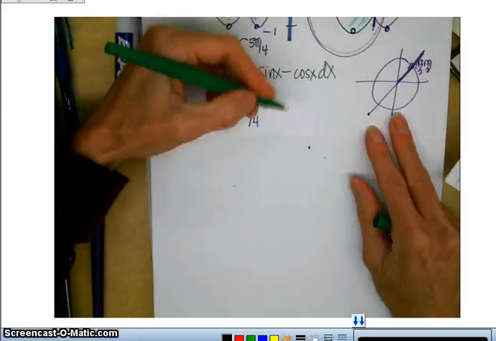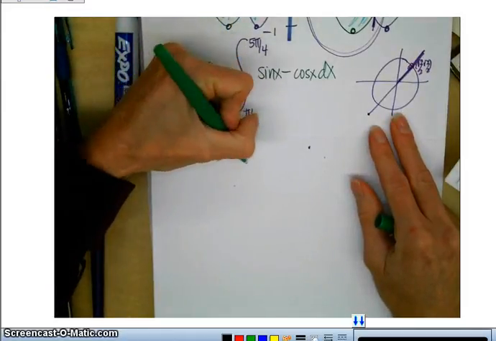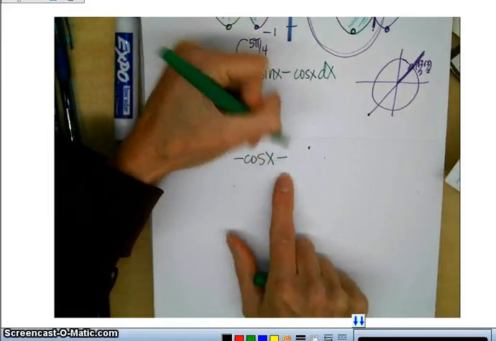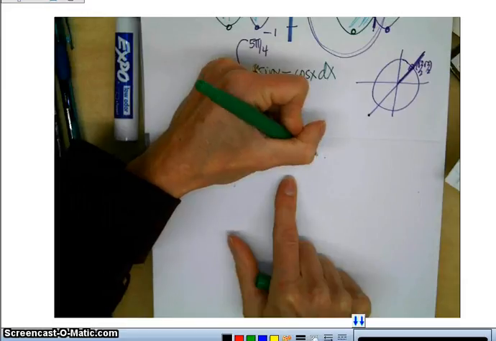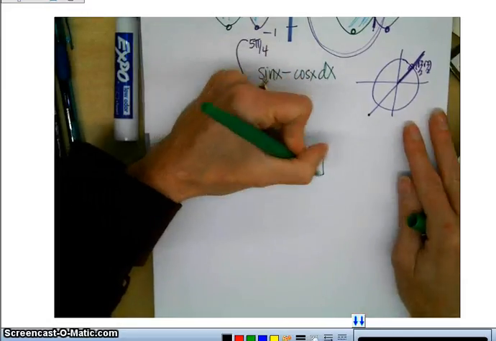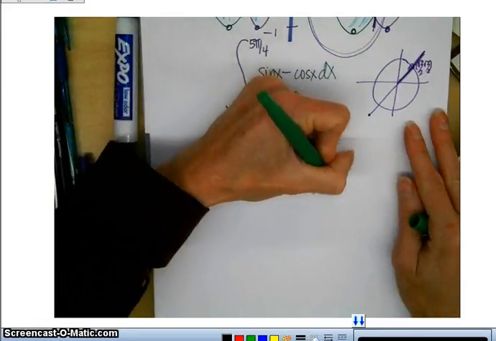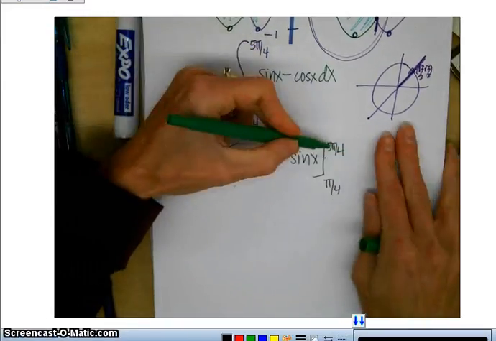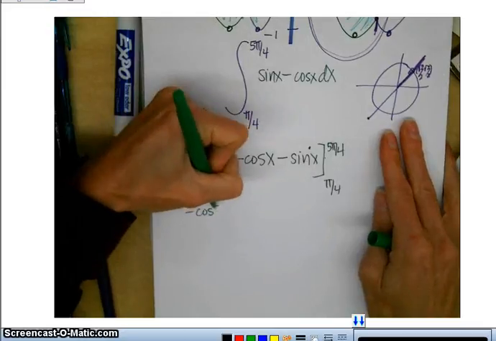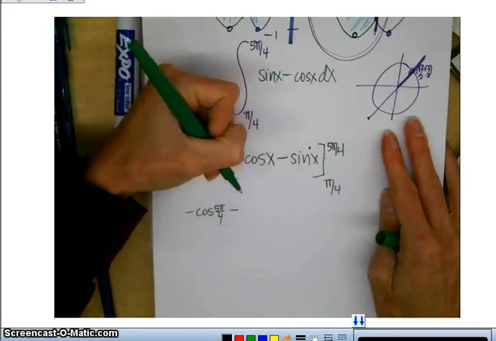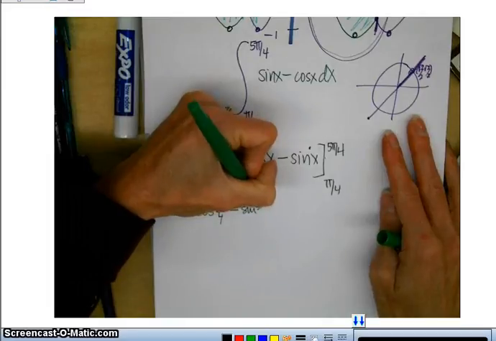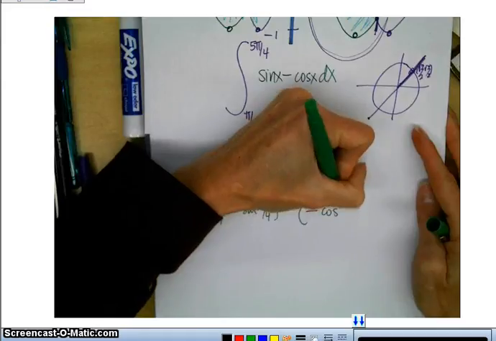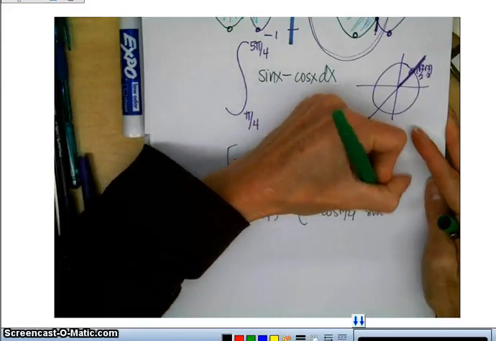Antiderivative of sine of x: negative cosine of x. Antiderivative of cosine of x: sine of x, but notice it's negative, so I just leave the negative. I need to evaluate that from pi over 4 to 5 pi over 4. Which limit of integration do I plug in first? The upper limit, 5 pi over 4, so negative cosine 5 pi over 4 minus sine of 5 pi over 4, minus negative cosine of pi over 4 minus sine of pi over 4.